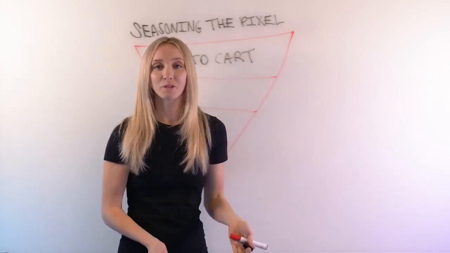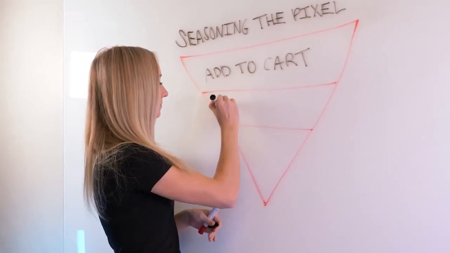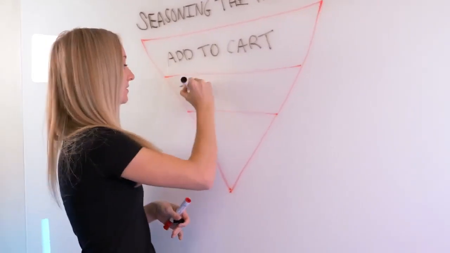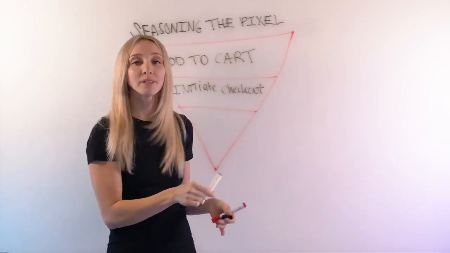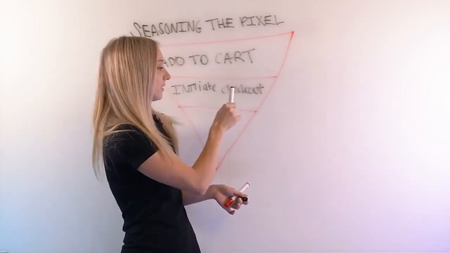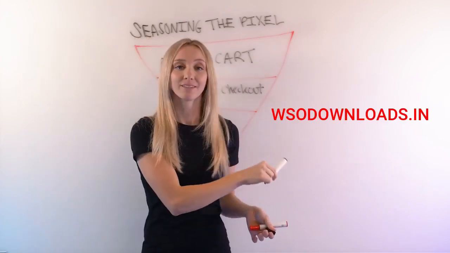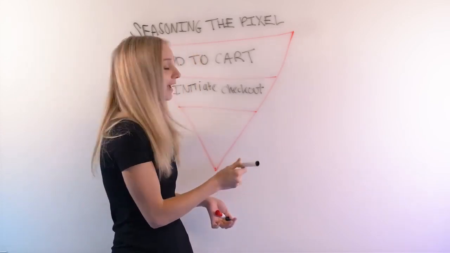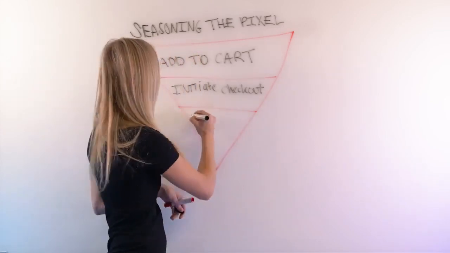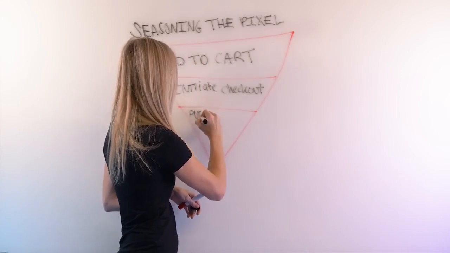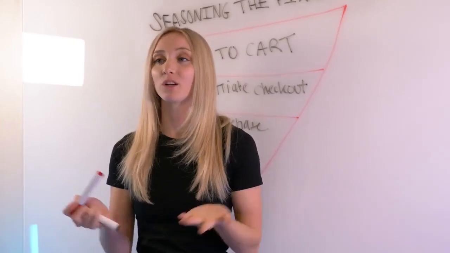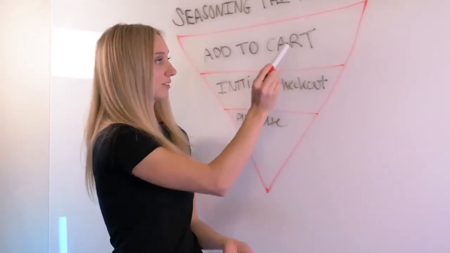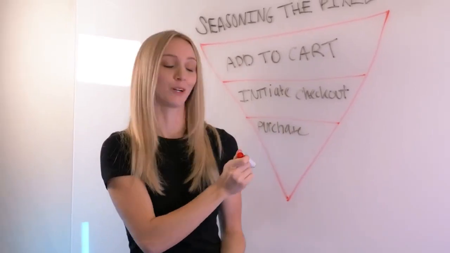The next event that I'll optimize for is initiate checkout. So as you can see, I'm going lower and lower down the funnel, ultimately to purchase. So once I've properly seasoned the pixel towards add to cart, then I'm going to try optimizing for initiate checkout and see if I can get better results. And then once I season the pixel for initiate checkout, then I optimize ultimately for purchase. Seasoning the pixel is incredibly important. So let me dive a little bit deeper into what that means in context of first starting with add to cart, then initiate checkout, then purchase.